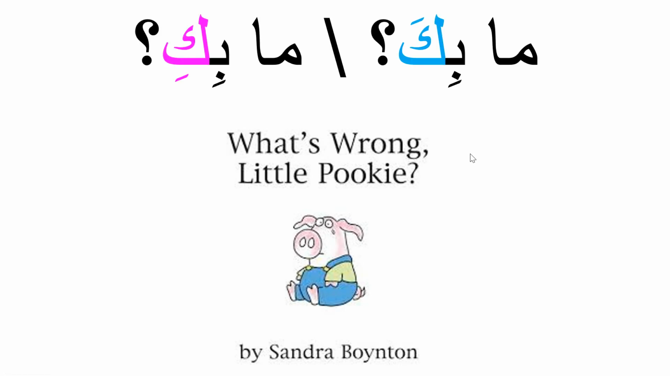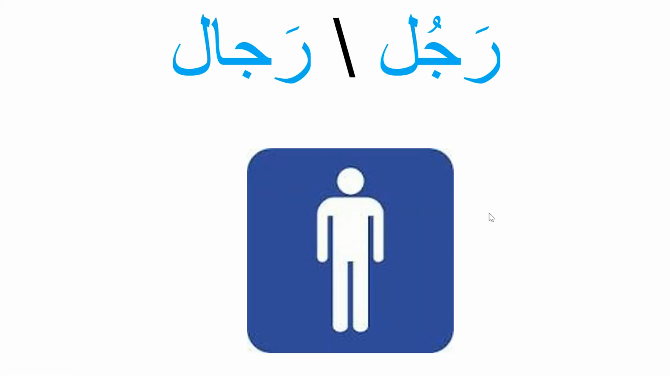This is the phrase we missed: ma bika. This means what is with you? What's wrong? What's going on? Or if you're talking to a lady, ma biki. What's wrong? What is with you? What's going on? Ma bika, or ma biki. All right, let's go into our lesson 9 vocabulary.